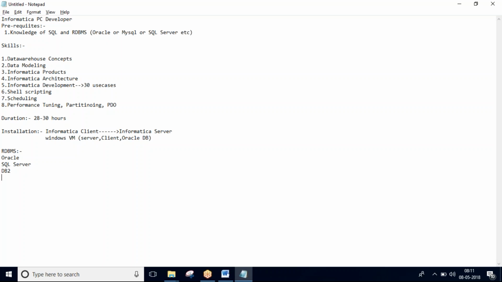Oracle, SQL Server, DB2, Teradata, MySQL, right? Likewise Sybase, Netezza. Likewise you have different databases, and all these databases store the data in the form of tables, and we use SQL for interacting with all these databases. That is nothing but your Structured Query Language.